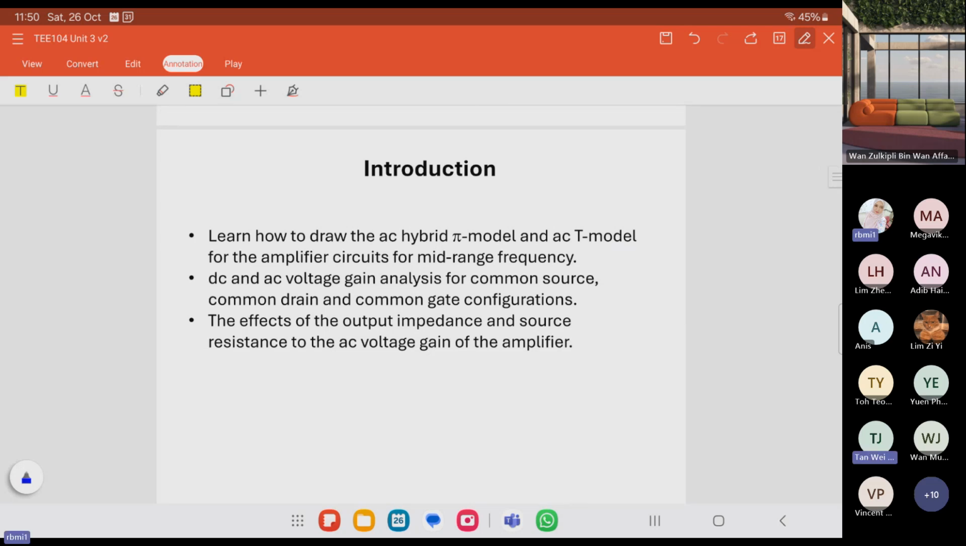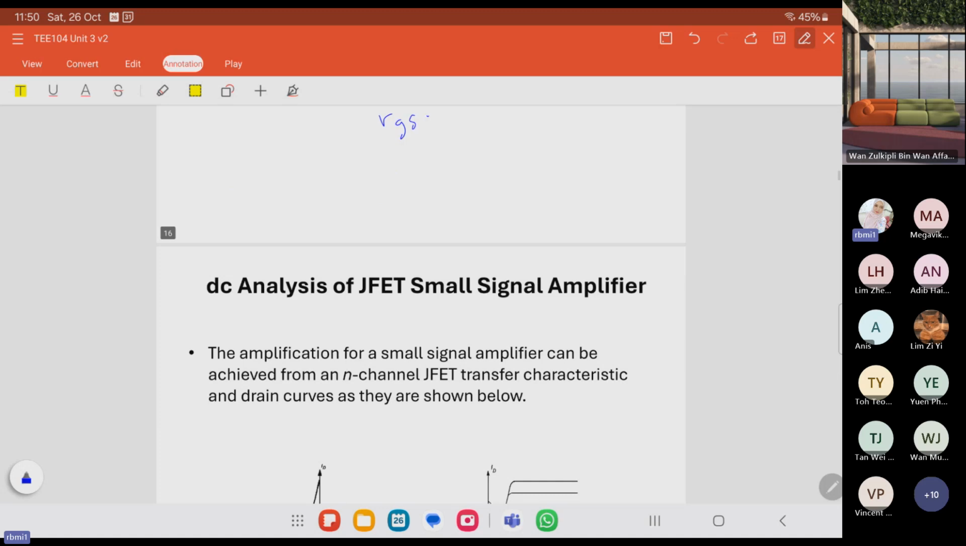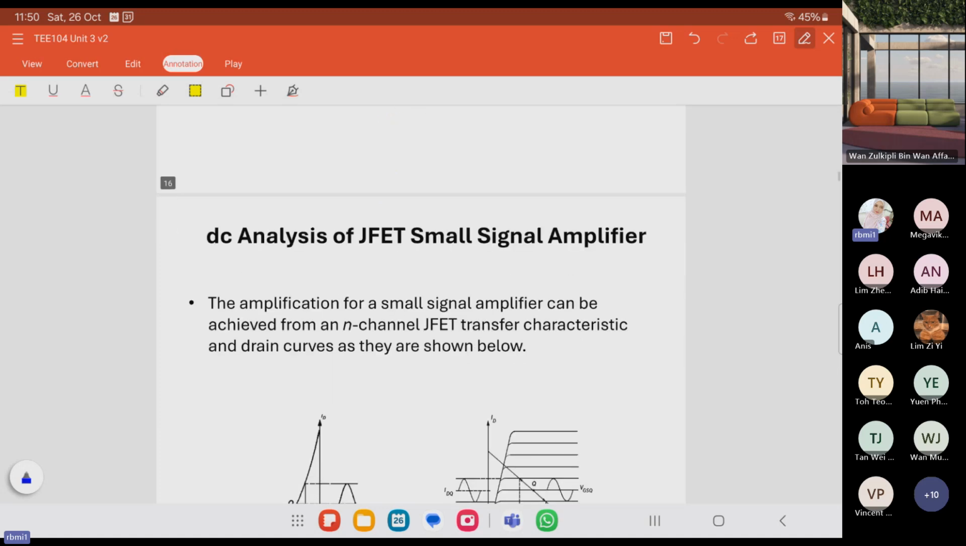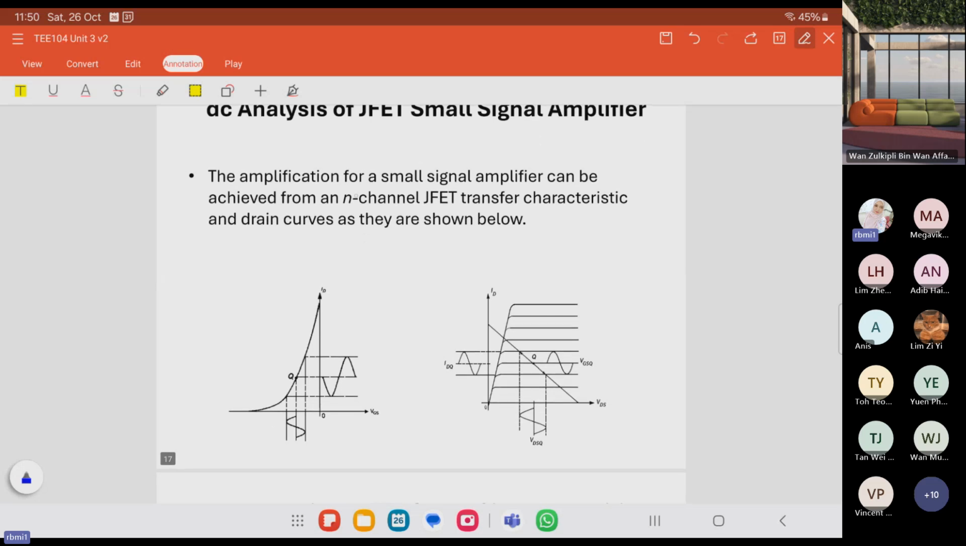Okay, for the AC pi model and AC T model, we have the effect of output resistance. Output resistance is the R naught. And then we have the source resistance, which is the RGS. Okay, similarly, the amplifications can be achieved for P channel and also for N channel. This one here is for amplification of N channel, but it is the same operation.